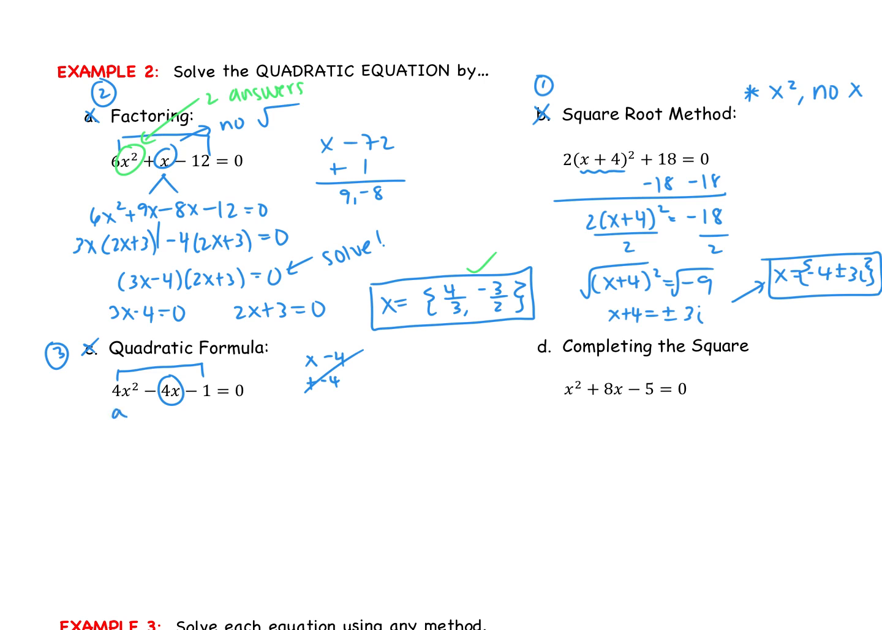This is our A. This is our B. This is our C. Quadratic formula is the opposite of B, plus or minus the square root of B squared minus 4AC all over 2A. So in our case, that gives us 4 plus or minus the square root of -4 squared. That -4 is in parentheses. Minus 4AC all over 2A.